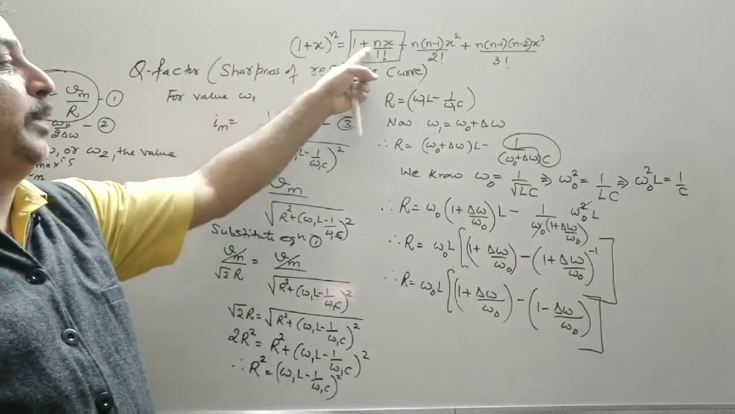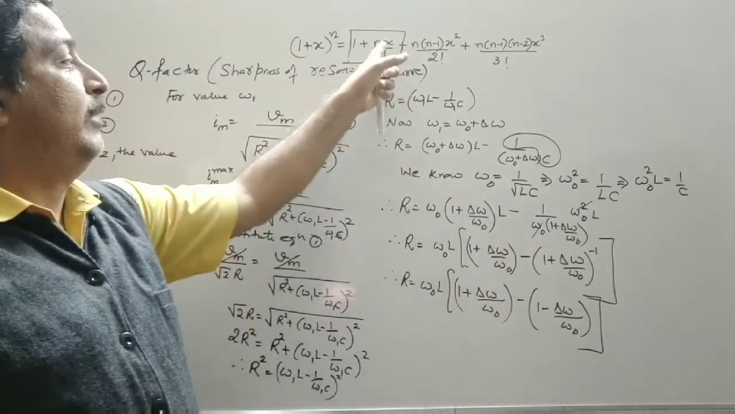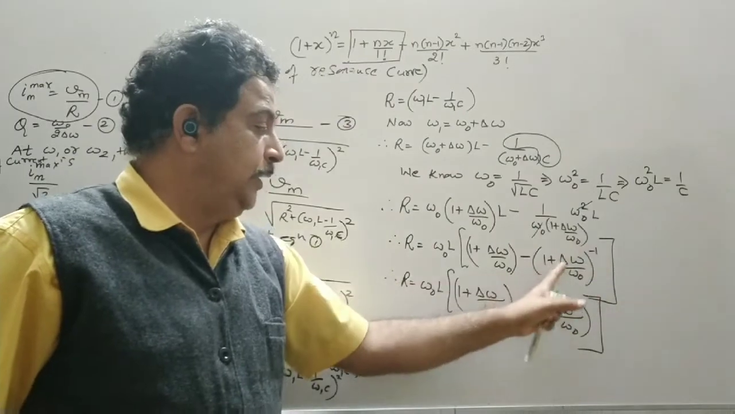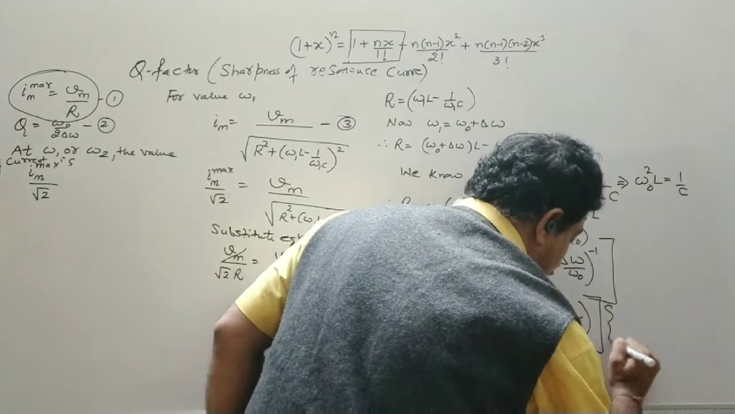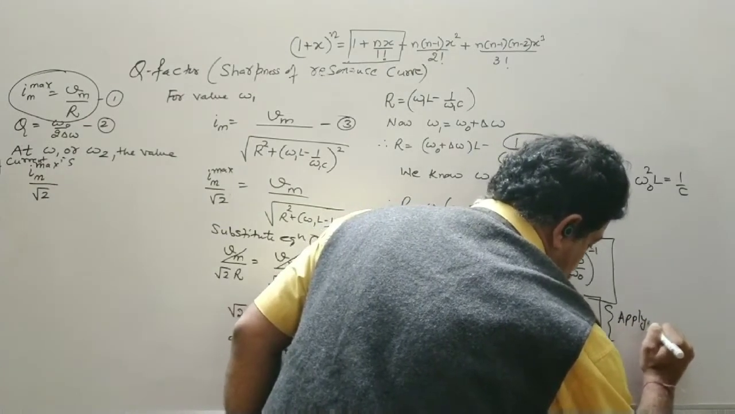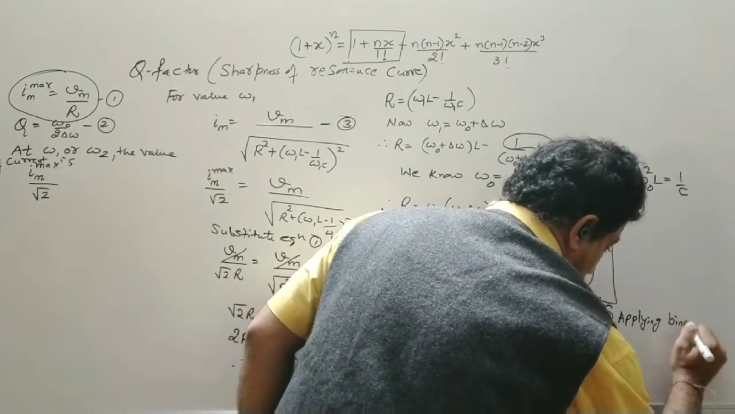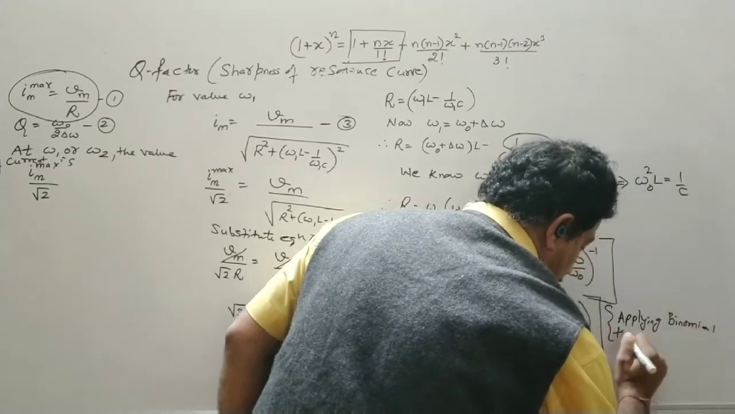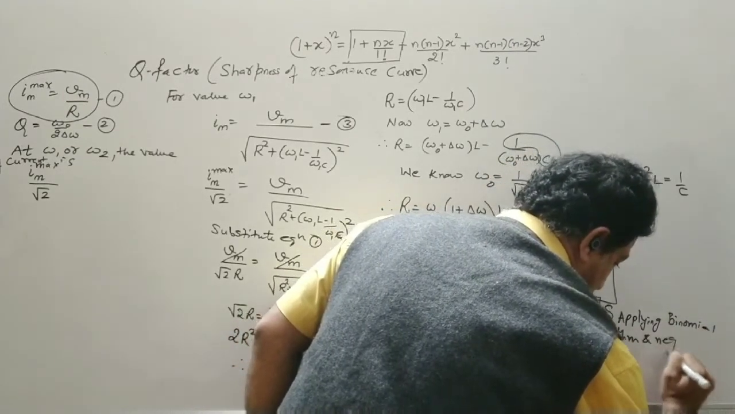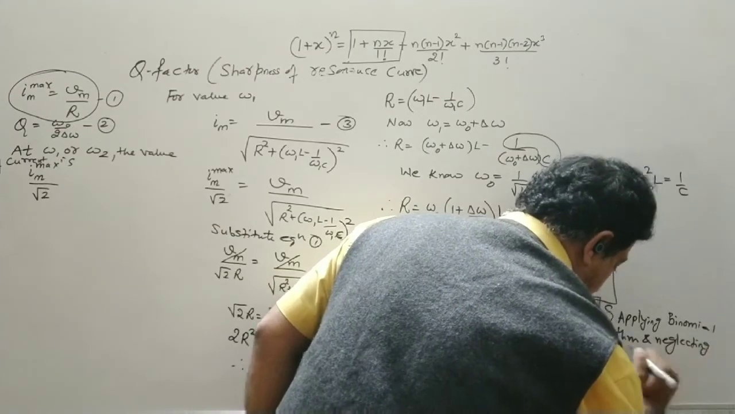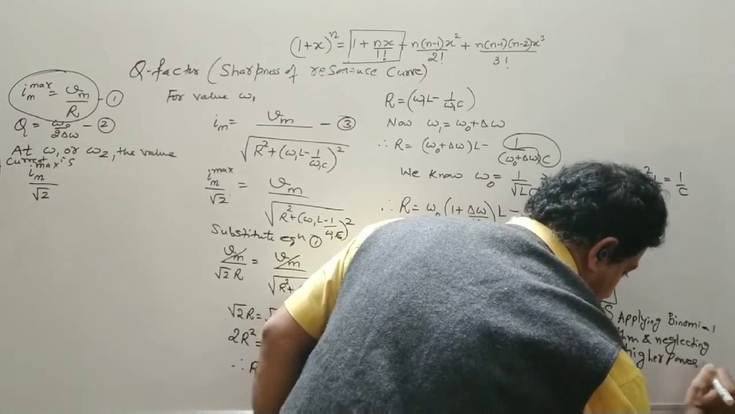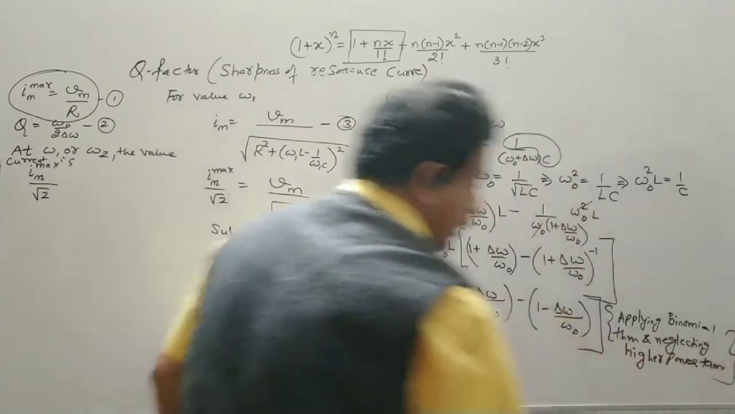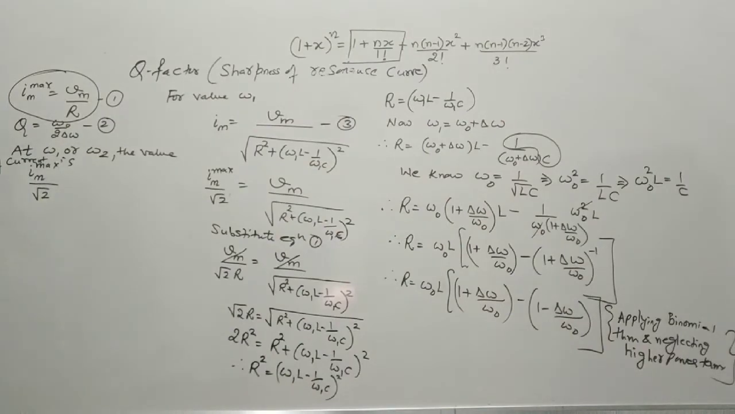So our answer is 1 plus nx. Our n is negative, so 1 minus 1 into delta omega upon omega naught. So here we apply the binomial theorem and neglect the higher power terms.